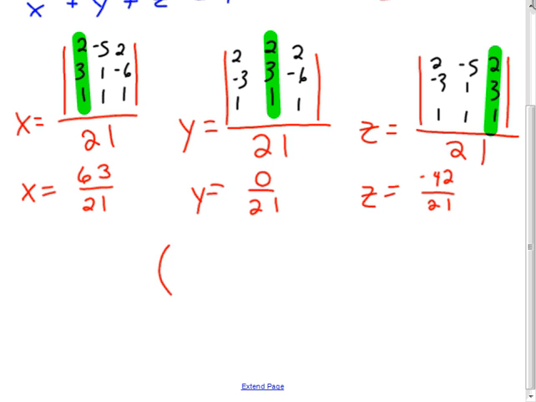It's the coordinate point 3, 0, negative 2 for the system that we solved, which is why I put set notation around it. So that's the solution to this system. I should be able to plug that coordinate point in for x, y, and z and get a true statement out for all of them.